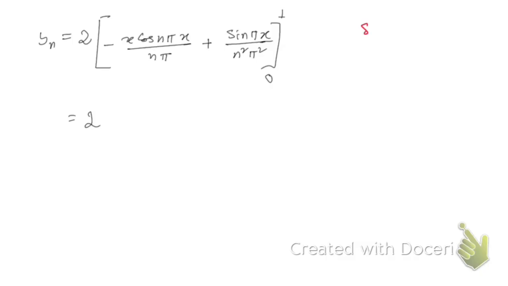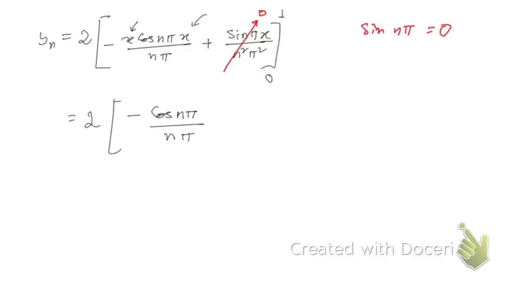Now let me tell you, sine n pi is always going to be equal to 0, so this part is definitely going to be 0. Now if we put the upper limit here, we get minus 1 cos n pi, instead of x we are putting 1, so we have cos n pi divided by n pi, minus. Now put the lower limit, 0 instead of x: minus 0 into cos n pi is 0, since 0 into anything is 0, so we end up getting this only.